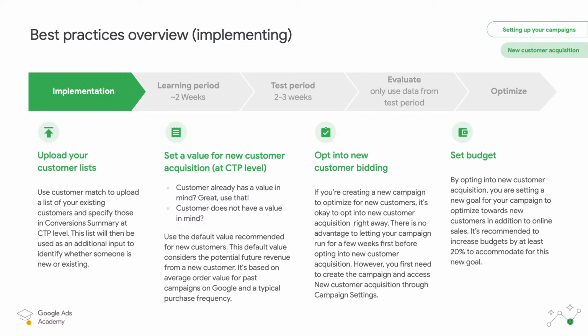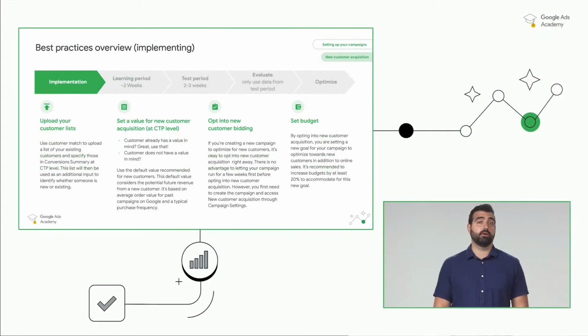Activate new customer bidding from the settings of your campaign. Next, set a budget with NCA in mind. Remember that opting into new customer acquisition bidding, we will be optimizing to new goals. It's recommended to increase your budget by at least 20% to accommodate for this new goal.